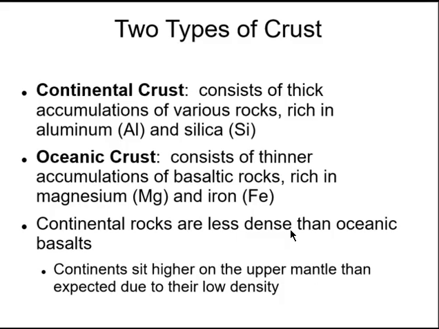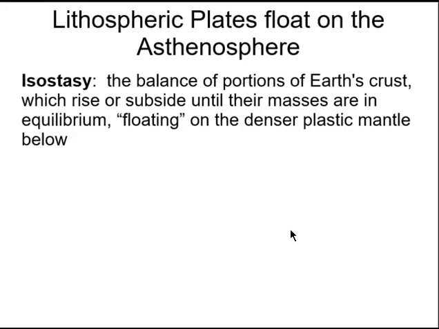So the term that describes this phenomenon of things situating deeper or lower when they're floating is called isostasy. So isostasy is the balance of portions of Earth's crust which rise or subside until their masses are in equilibrium, floating on the denser plastic mantle below. Okay, so you can think of lithospheric plates floating on the asthenosphere, and as the asthenosphere flows and moves, those lithospheric plates flow and move as well.